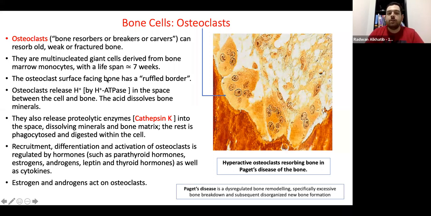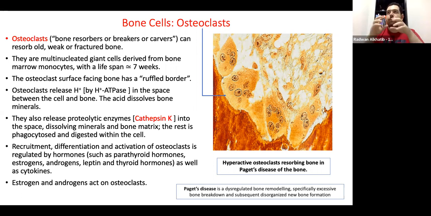The osteoclast surface facing the bone has ruffled borders, which means that the osteoclasts send a kind of projection to the bone so that it destroys the bone through these projections. And then how does it do that? First we need to destroy the mineral part, which is the inorganic part, which is the calcium and phosphate, and then we need to destroy the protein part.